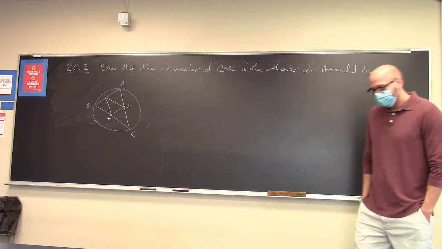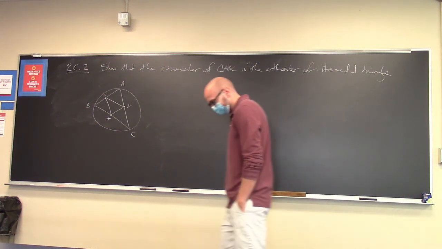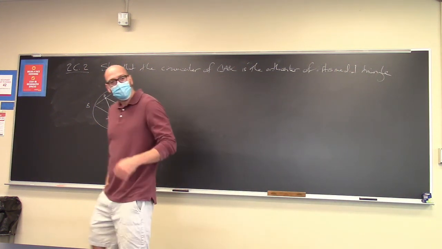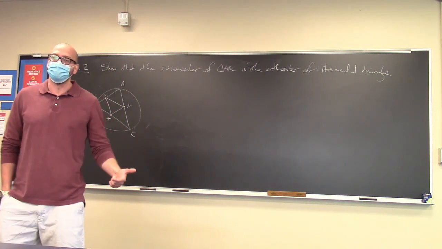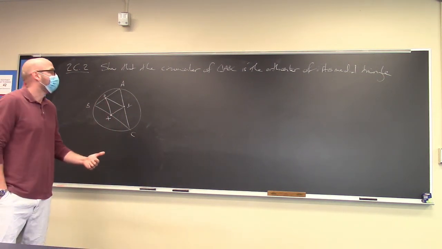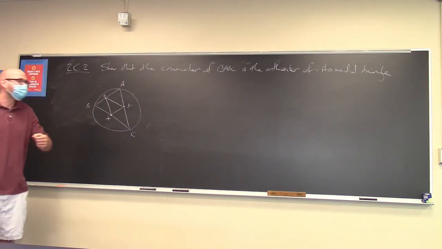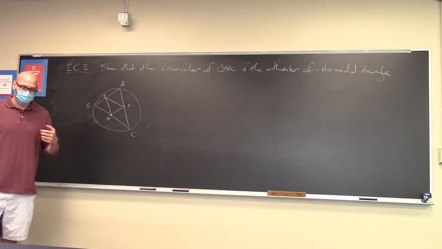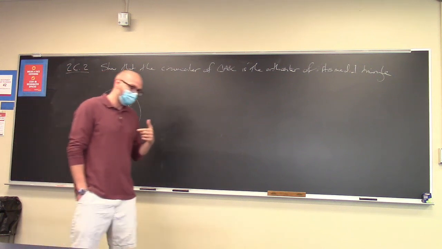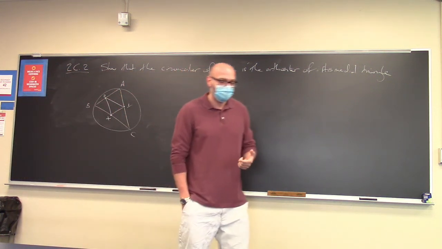So my hint is ask yourself this: how do we find the centroid? We look for the concurrency point, the point of intersection between the medians, right? How do you find the orthocenter? You look at the point of intersection between the altitudes.